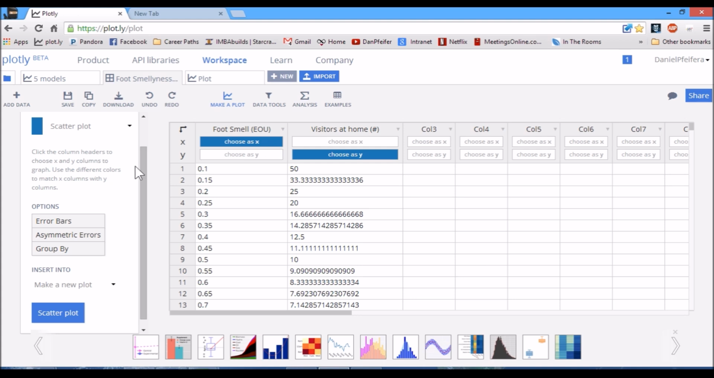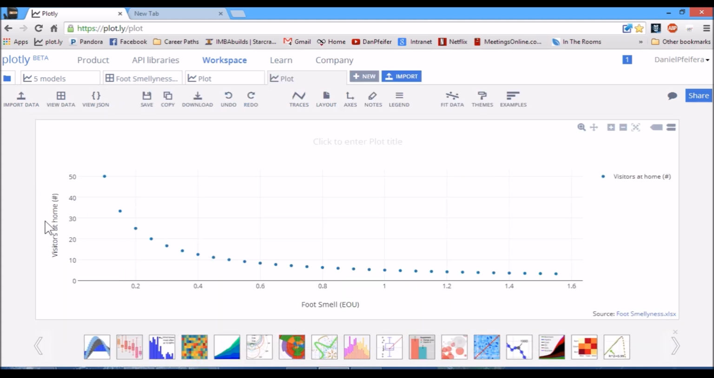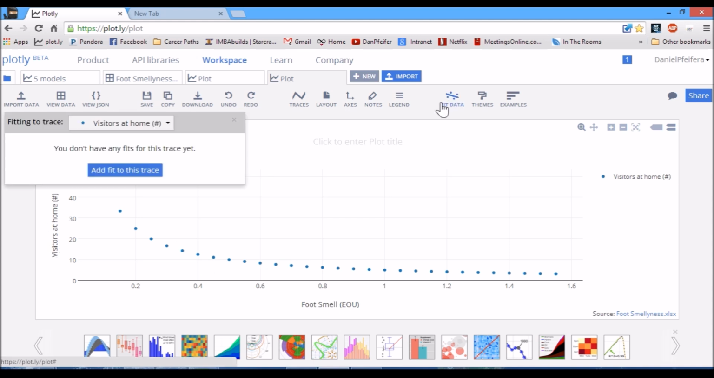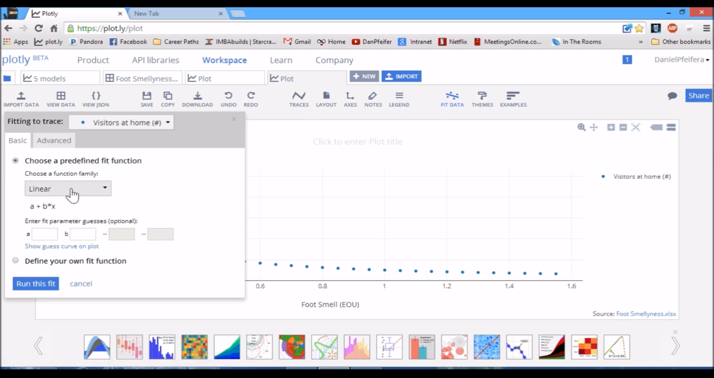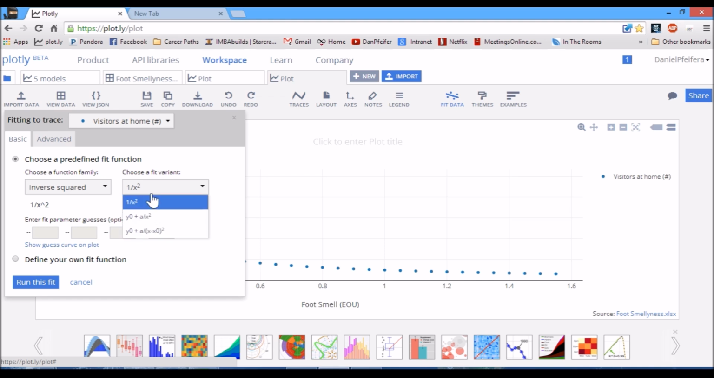Here we're going to look at the foot smell effect on the visitors in your home, measured in European odor units. Add fit data. The question is, will this be an inverse or an inverse squared? We know it's not one of the other ones. So let's go ahead and try an inverse squared first. And with this, there's some sub-selections. I want to use one of these because it allows for any shifting in the y or x direction, and it has the constant in front.